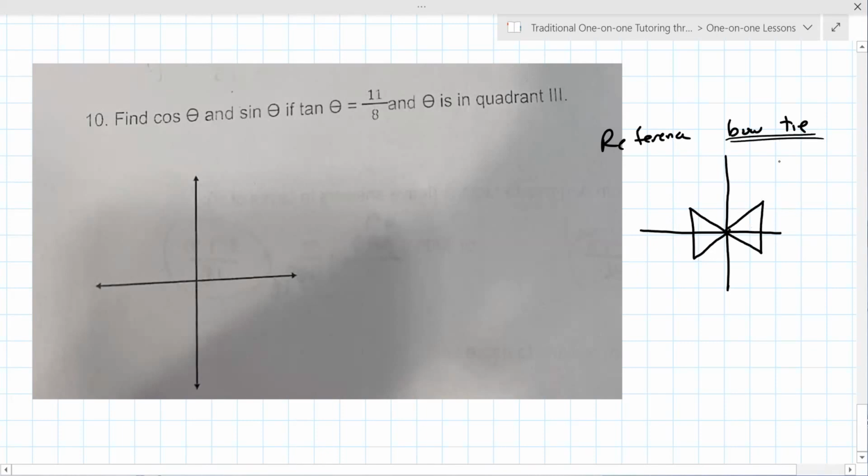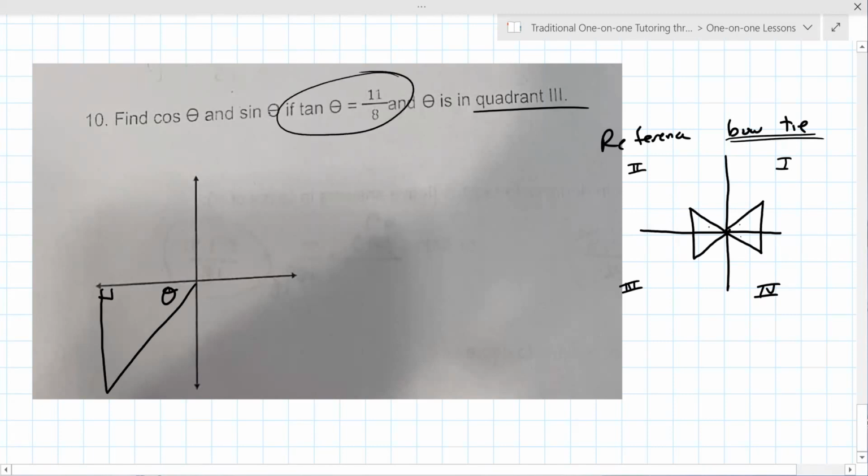There are 4 quadrants, 1, 2, 3, and 4. In the reference bow tie in quadrant 3, the triangle looks like this. Actually, I'm going to make it bigger. Okay, so there's theta, and theta is always the angle made with the x-axis. They're telling you that tangent of theta is 11 over 8. Tangent of theta is TOA, opposite over adjacent. So the opposite of this angle must be 11, and the adjacent must be 8.